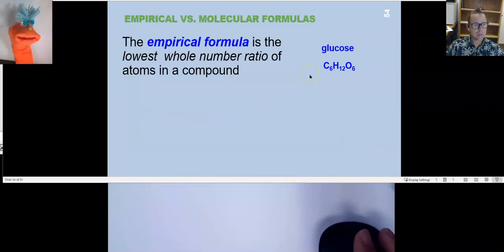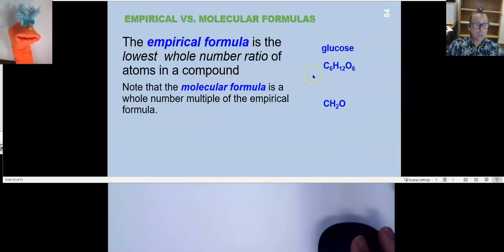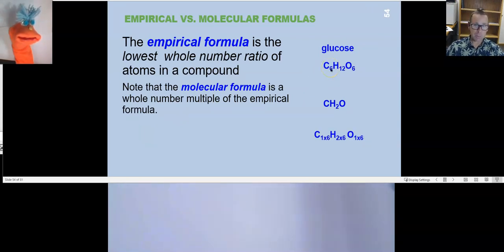Empirical formula and molecular formula. So we've used chemical formulas a little bit now, quite a bit, to explain chemicals. And we've talked about molecular and ionic compounds. And the molecular formula for a compound like glucose, we've talked about that a little bit as well, C6H12O6.